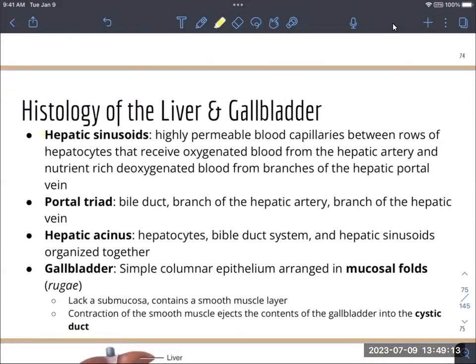We have these hepatic sinusoids. And these are areas that are very permeable to blood. This is where we receive oxygenated blood from the hepatic artery specifically. And then we get nutrients from the hepatic portal vein. This is part of this portal triad. The bile duct, hepatic artery, and hepatic vein is known as the portal triad.